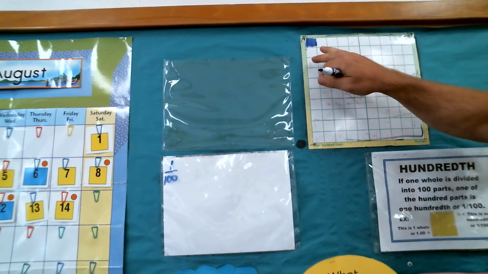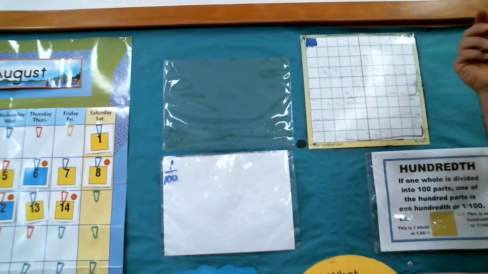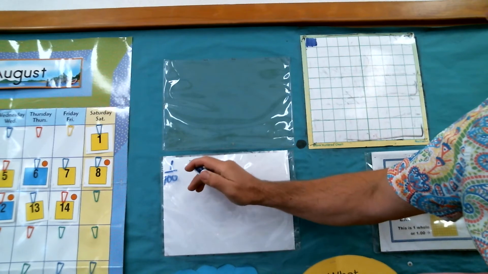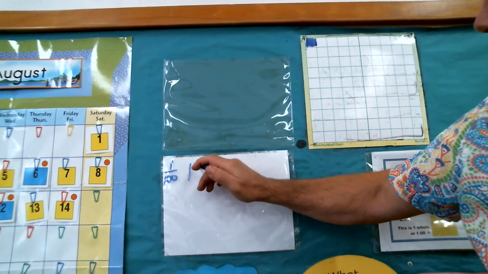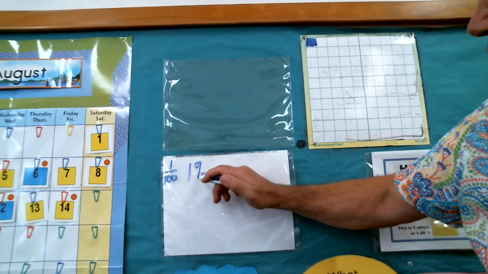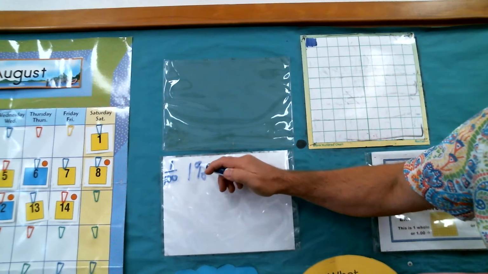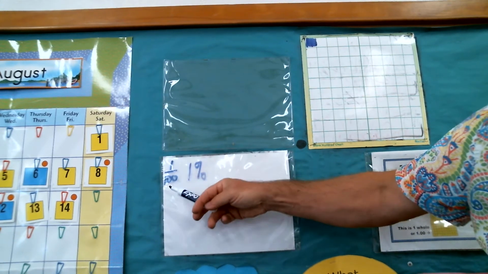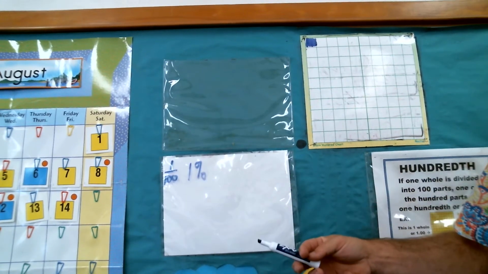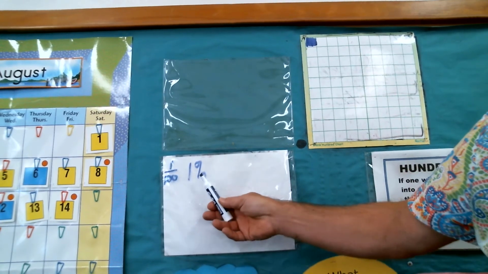We also learned that you can write 1 out of 100 three different ways. We have 1 out of 100. We have 1%. Per means out of, and cent. So basically 1 out of 100 and 1%, you're saying the same thing. It's just one is in English and one is in Latin.